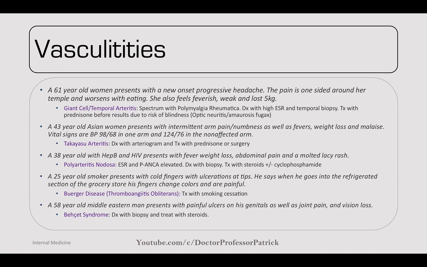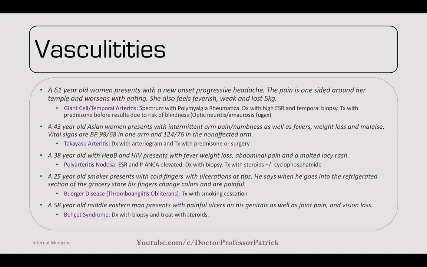So now we've got a 38-year-old with hepatitis B and HIV who presents with fever, weight loss, abdominal pain, and a mottled lacy rash. So this is polyarteritis nodosa, PAN. You can do an ESR and a P-ANCA for this. You can diagnose it with biopsy definitively, and you want to treat with steroids and cyclophosphamide.